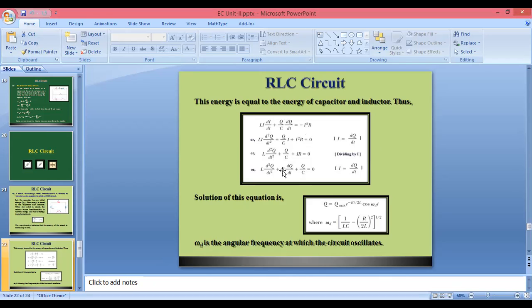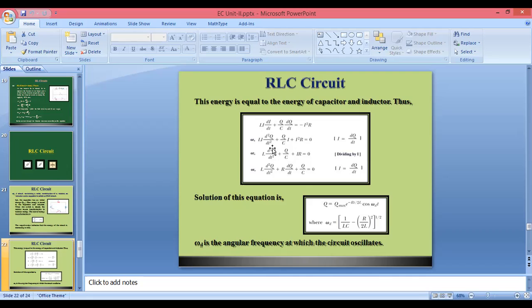So you can see here, when you take I common from this equation, I will go to this side. So L into I we have, Q by C into I, and with R also I square. So what I have done is, I am dividing both equations, to the left side and to the right side, by I. Or we can say we are taking I common.